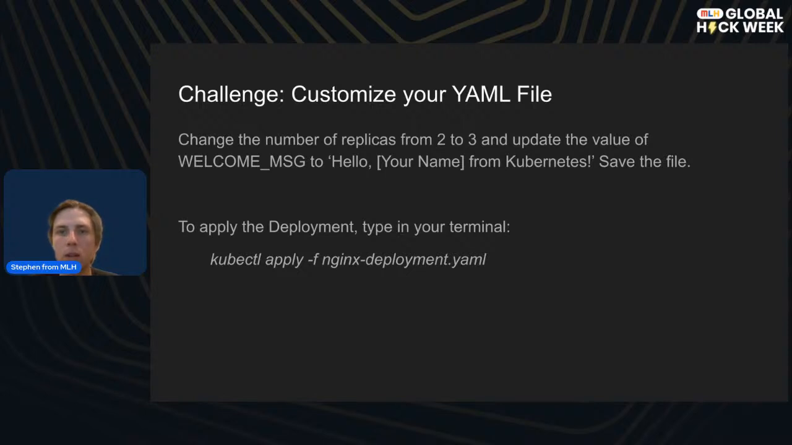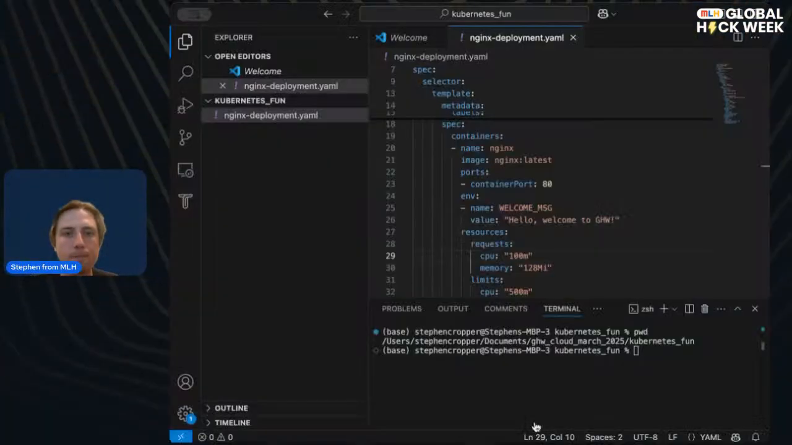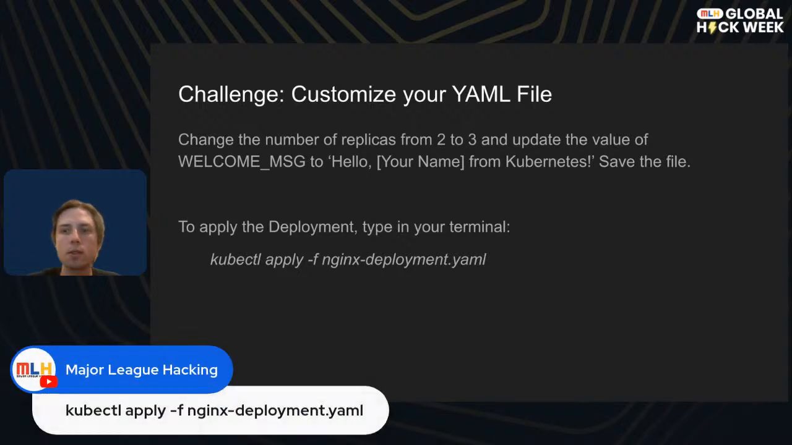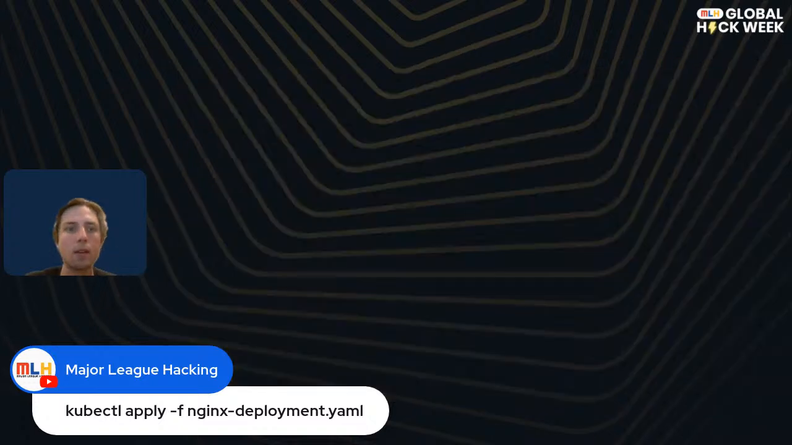Just going to get into my Global Hack Week Cloud folder. Okay, just need to check and make sure I know where the thing is. All right, I can just use my Visual Studio Code actually. So what I'm going to do is use this command, kubectl apply -f, and then we'll do our nginx deployment. And I'm going to paste that command in the chat as well, so you all can take a look for yourselves how this is going to work.